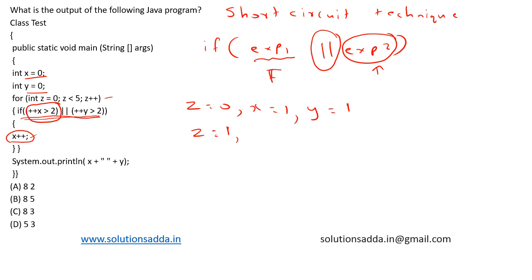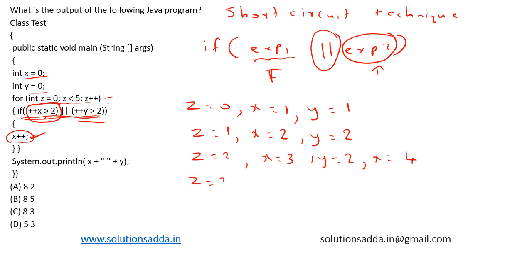Z equal to 1. We get x equal to 2. So 2 greater than 2, it is false. So we make y 2 based on this criteria. Now we do not enter this because both values turn out to be false. Now z equal to 2. In this case, we are incrementing the value of x. It becomes 3. Since 3 is greater than 2, the short circuit technique applies. As a result, the value of y doesn't get incremented. Y will remain 2. Then we enter this criteria, that is x plus plus. Here we get x equal to 4.